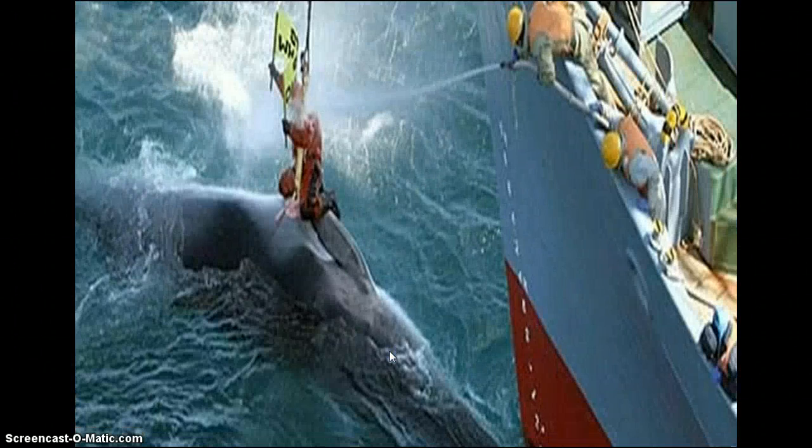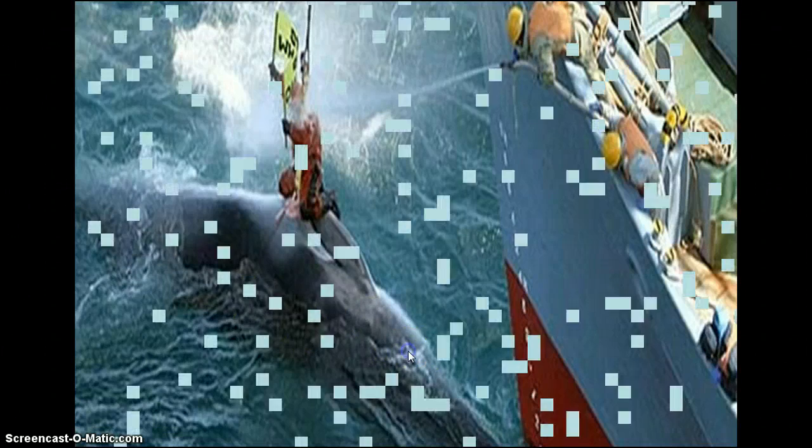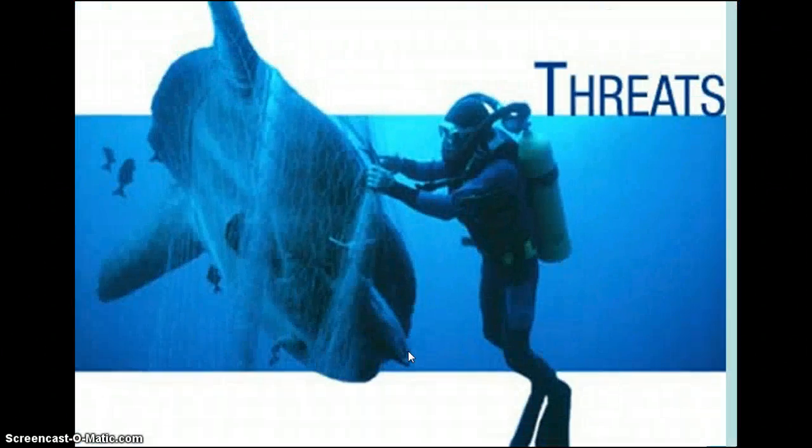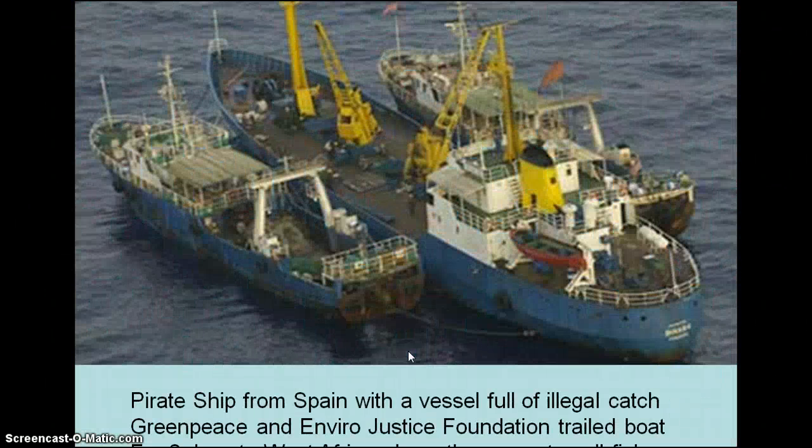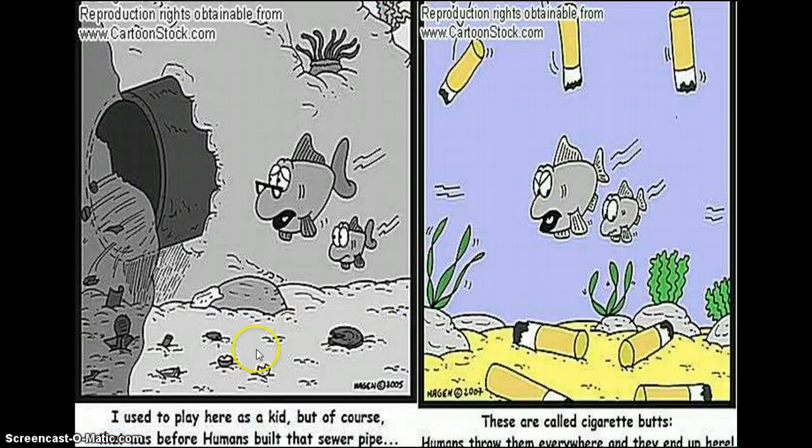Whaling is also another problem, and I showed you a couple of pictures about whaling. Pirate fishing. These pirate ships basically fish illegally. Instead of monitoring what size of fish or what type of fish they can catch at a specific time of the year, they fish whatever they want.